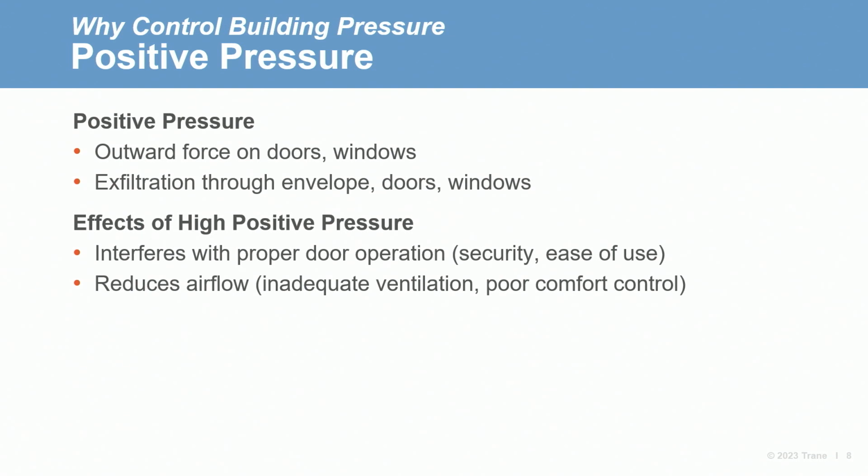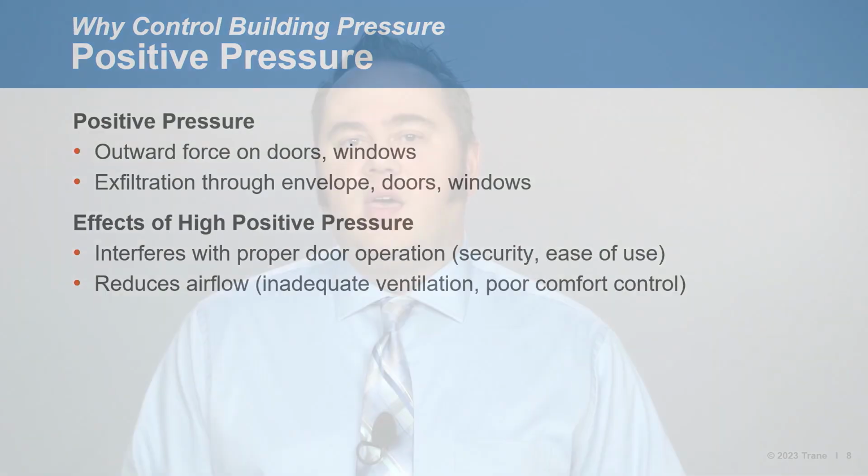Too much positive pressure can become a problem. Outward swinging doors can stand open, which could create a security problem. Inward swinging doors can be difficult to open because the building pressure is pushing against them. In the HVAC system, too much positive pressure can reduce outdoor air intake airflow, resulting in inadequate ventilation. In addition, positive space pressure can reduce supply airflow and could result in space comfort issues.